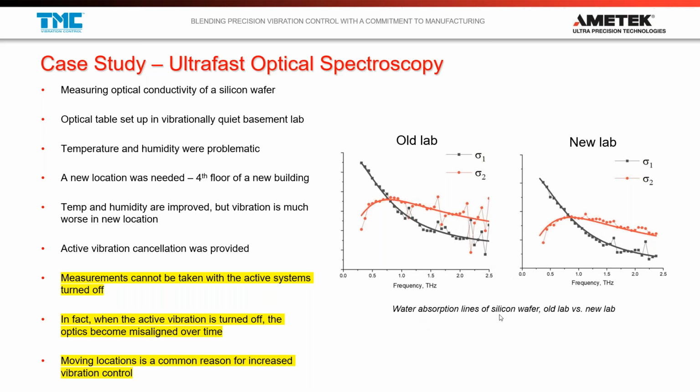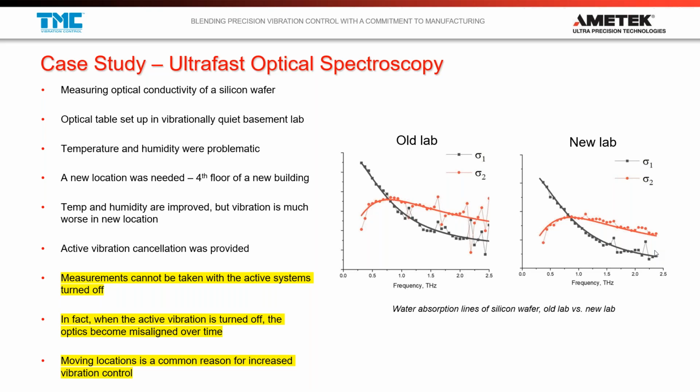Over here on the right is a quick example of the water absorption lines of a silicon wafer. And so this is relative to the model that you would see, and you can see that the old lab, due to vibration and temperature control, had a much worse standard deviation versus the new lab. So they actually achieved the temperature and humidity control that they wanted in the new lab.